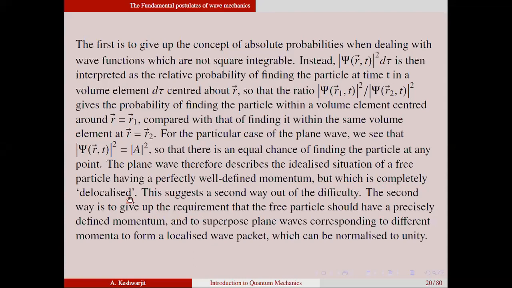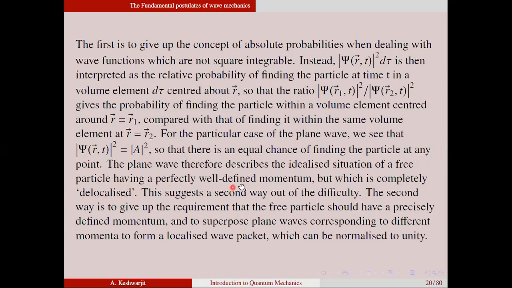Why do we say it is completely delocalized? Because the chance of finding the particle at any point is always modulus of A whole square, which is a constant. That means there is an equal chance of finding the particle at any point. At r1 the probability is proportional to A squared, and at r2 the probability is also proportional to A squared. We take any point in space, and the probability of finding the particle at that point is always a constant. All points have equal probability of finding the particle. That means the particle is completely delocalized.